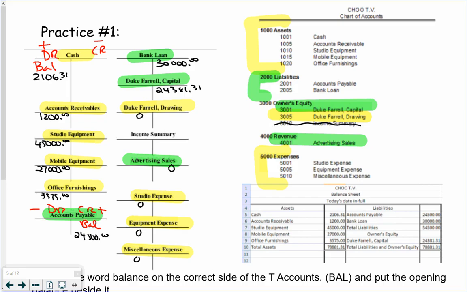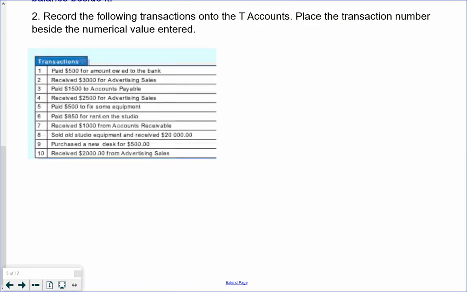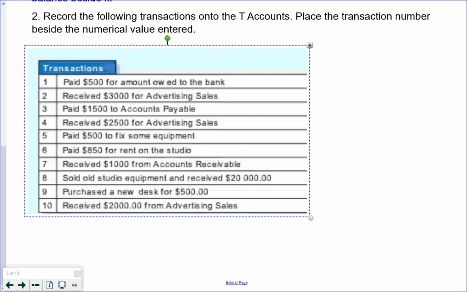Okay, so we got some transactions here. So I don't know if you can read yours or not, because again, stupid me thought, yes, let's make it as small as possible. Okay, so transaction number 1, paid $500 for amount owed to the bank. Now you will notice that most of your transactions, I would say 80 to 90% of your transactions will involve the cash account or the bank account, the asset cash, okay?